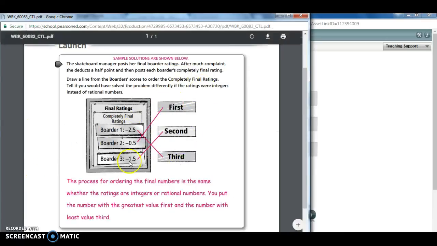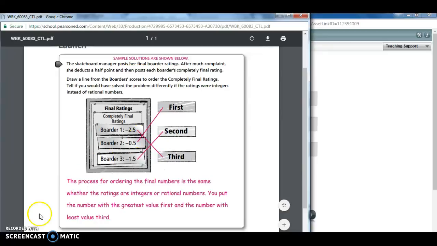Here's the solution to the launch problem. The process of ordering is the same, and you would make sure that the number that was greatest was in the first place, and the least would be in third place. Like I said, it's the same as if you were using integers, it's just now we're using decimal points.